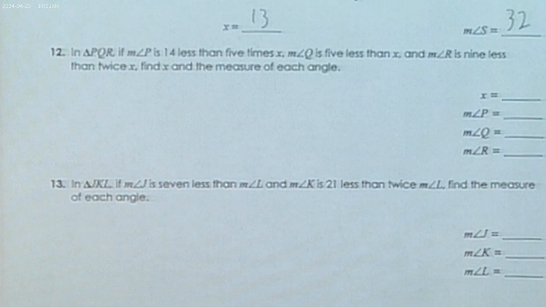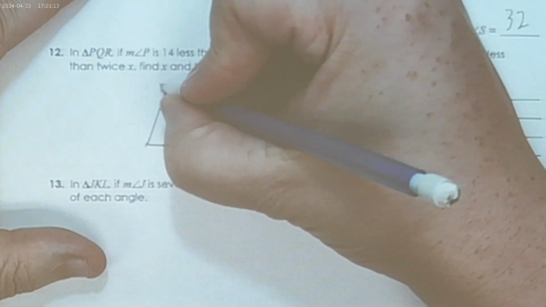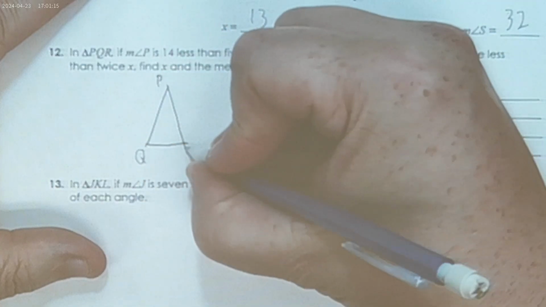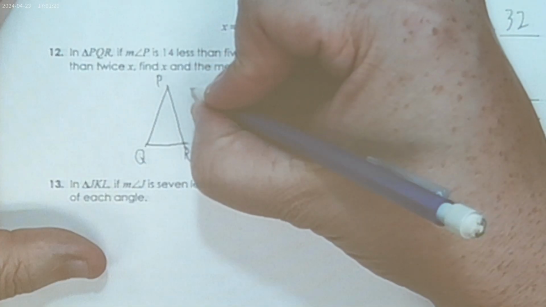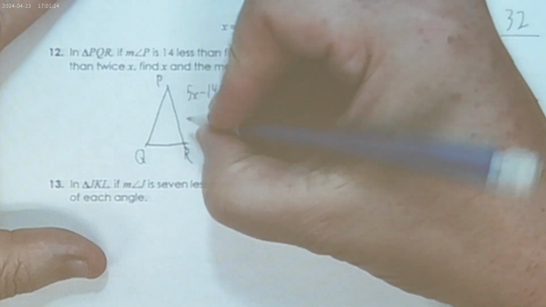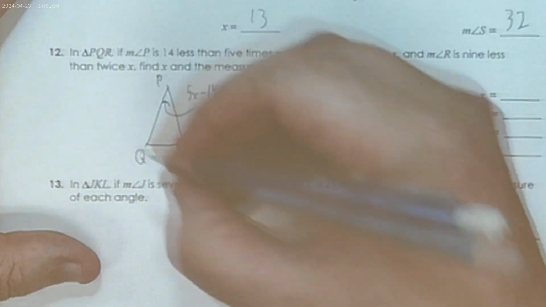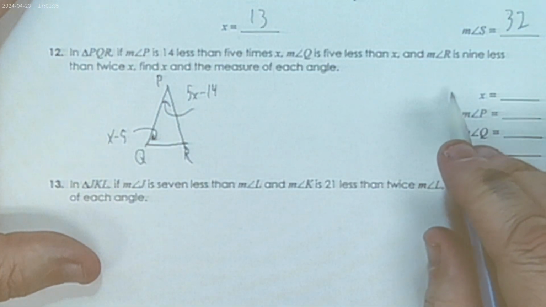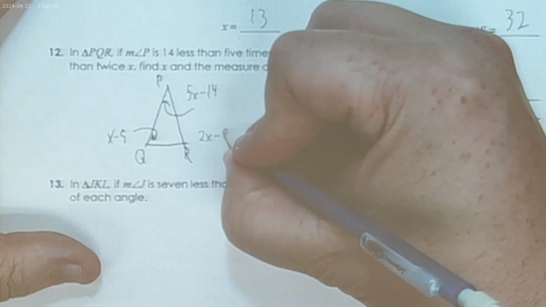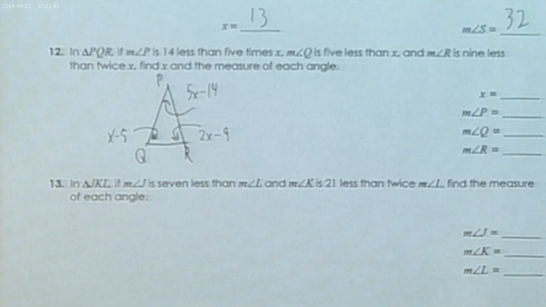In PQR, if measure of angle P is 14 less... I don't care if we need it or not. We are always going to draw our triangles. If measure of angle P is 14 less than 5 times x, so 5x minus 14. Q is 5 less than x. And R is 9 less than twice x, so 2x minus 9. Find x and the measure of each angle.